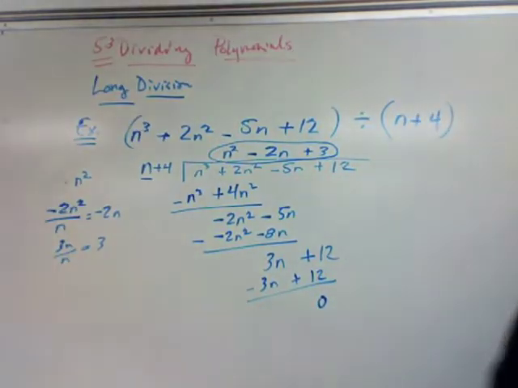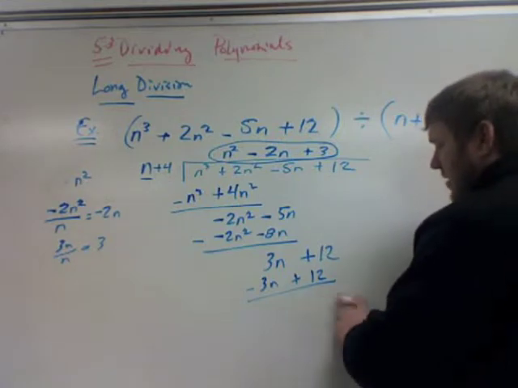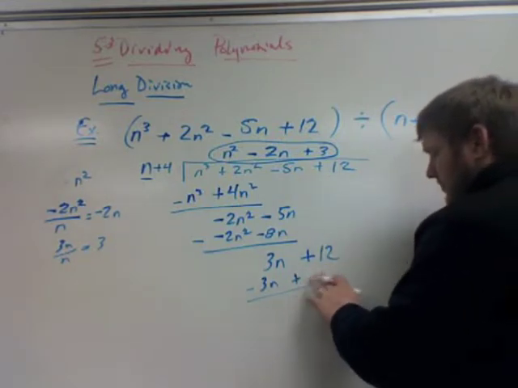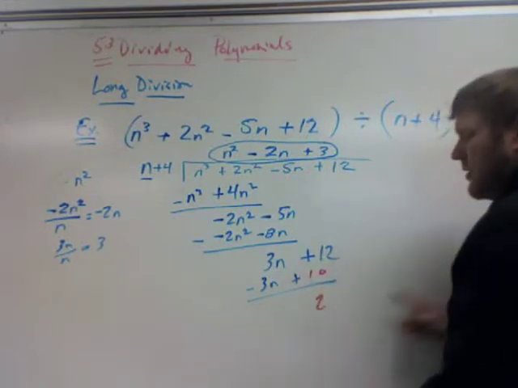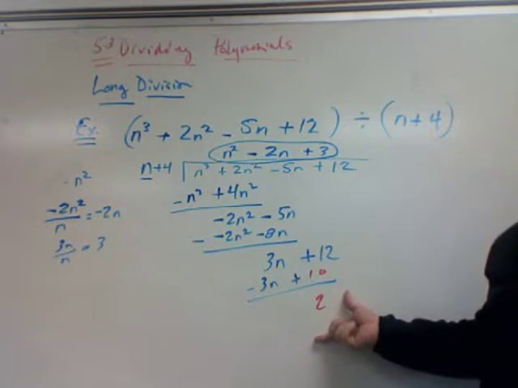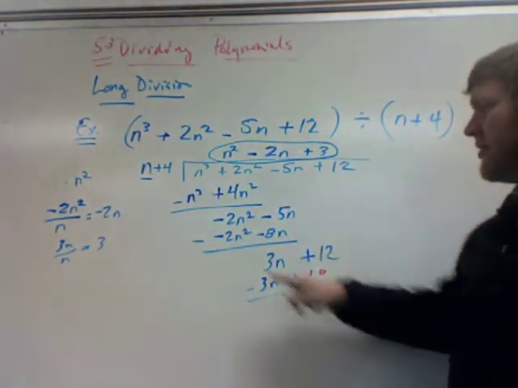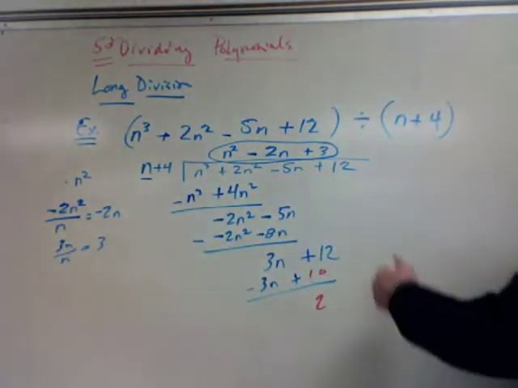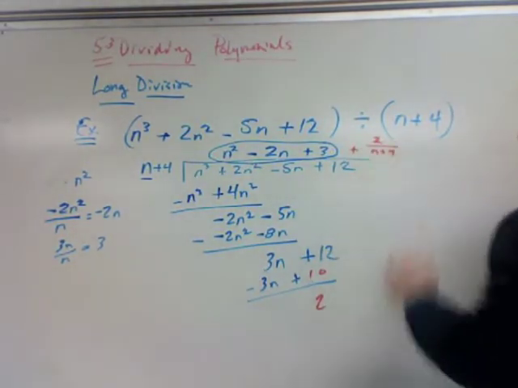Okay, good question. For example, let's just say hypothetically that this came out to be 10, and we subtracted, and I got a remainder of 2 right here. What do we always do with the remainder on a normal problem? We usually make a fraction with the divisor. This is the numerator and this is the denominator. So what we would have here would be plus 2 over n plus 4.